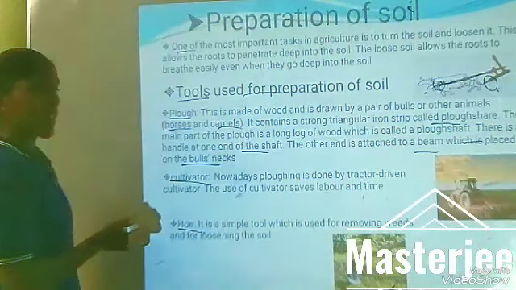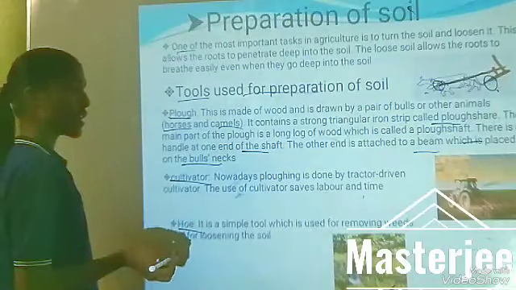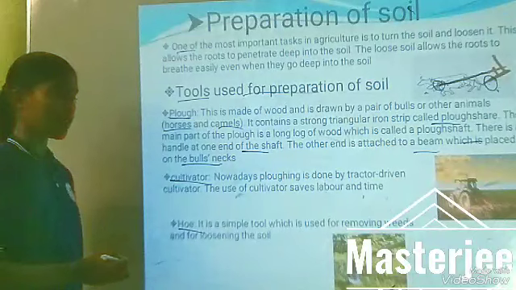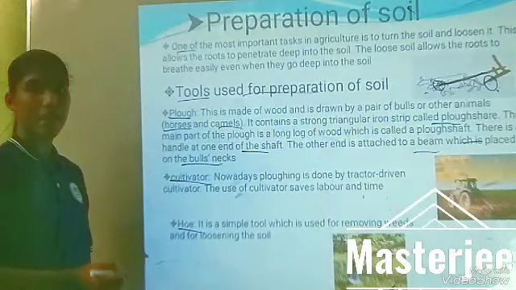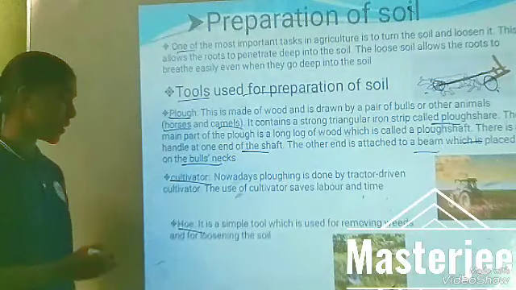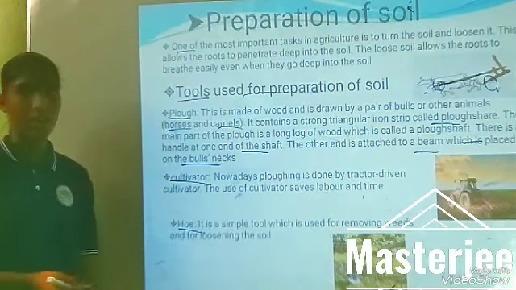The next thing is cultivator. Nowadays, plowing is done by tractor driven cultivator. The use of cultivators saves labor and time. Hoe. It is a simple tool which is used for removing weeds and for loosening the soil.